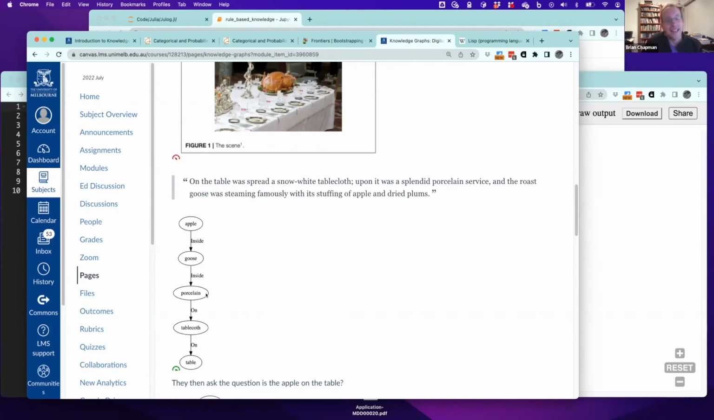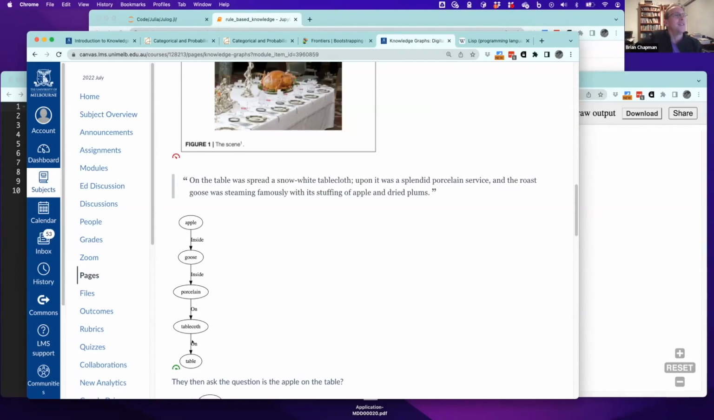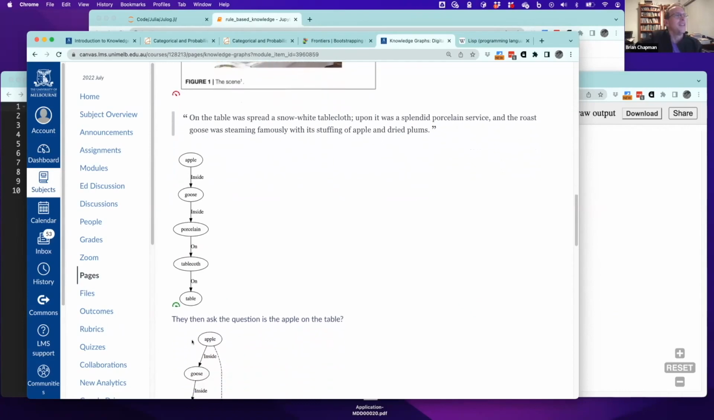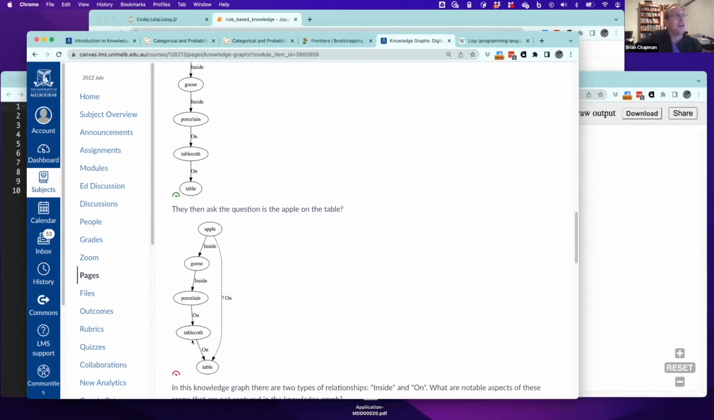a porcelain server. Now, I think that's kind of strange, that they're saying it's inside the porcelain server. The porcelain server is on the tablecloth, and then the tablecloth is on the table. And then they ask the question, is the apple on the table? That's not explicitly said, but from this form of knowledge representation, you can conclude that yes, it is, because you can follow these edges all the way from apple to table.